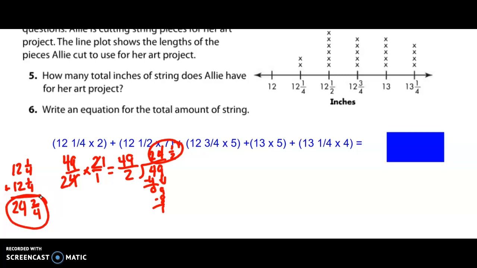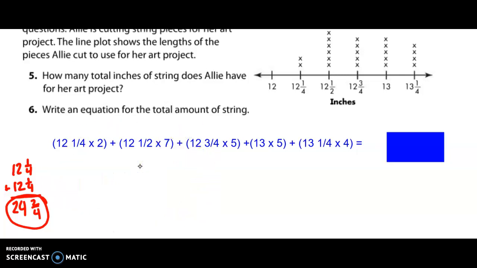So just for the sake of showing everyone, I think I'm probably going to show this to you in repeated addition. However, if you're doing it on your own and you want to use that multiplication, that's totally fine with me, okay? So my next one, I have 12.5 times 7. Okay, so I'm going to write that down here. I have 12.5, and I'm going to do it 7 times.